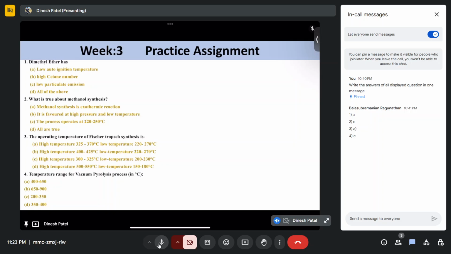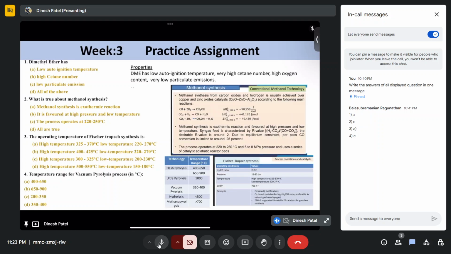So let's see the answer of this. The first question is: dimethyl ether has. So you can see the properties of dimethyl ether. It has a low autoignition temperature, high cetane number, high oxygen content, very low particulate emission. The correct answer is D.